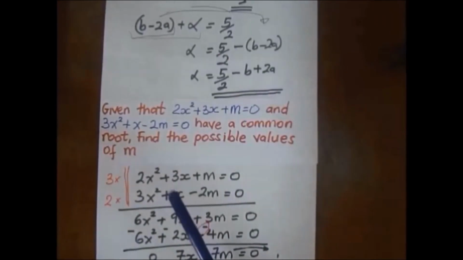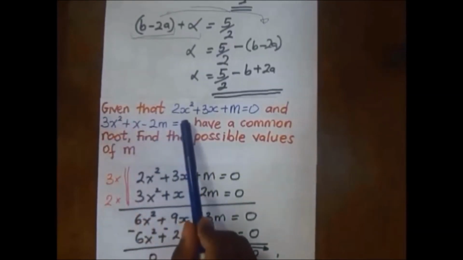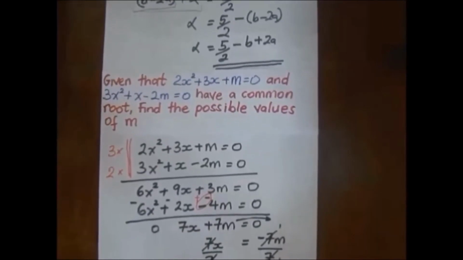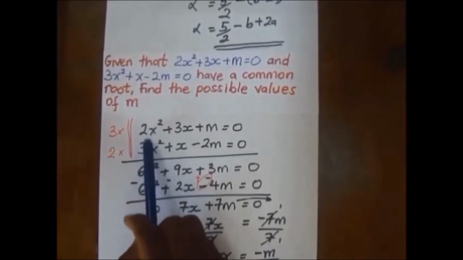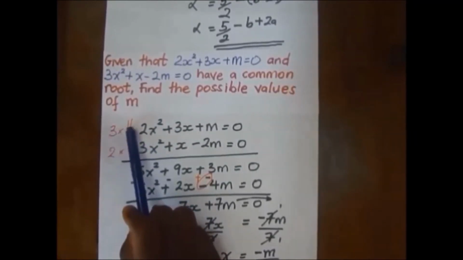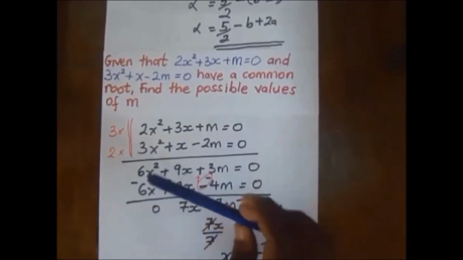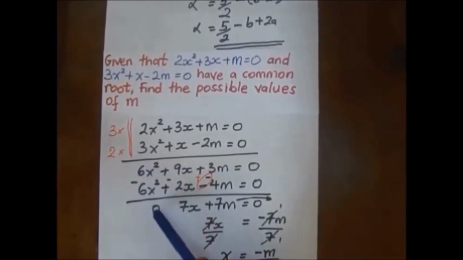calculation. So we shall write down this equation, 2x squared plus 3x plus m is equal to 0. Then we have that equation, which is 3x squared plus x minus 2m is equal to 0. Then we eliminate x squared. Eliminating x squared means the coefficients of x squared must be the same. But since in this case they are not the same, we shall multiply the first equation by 3 and the second equation by 2, so that at the end of the day the coefficients of x squared are the same, and when we subtract them we are able to get 0.